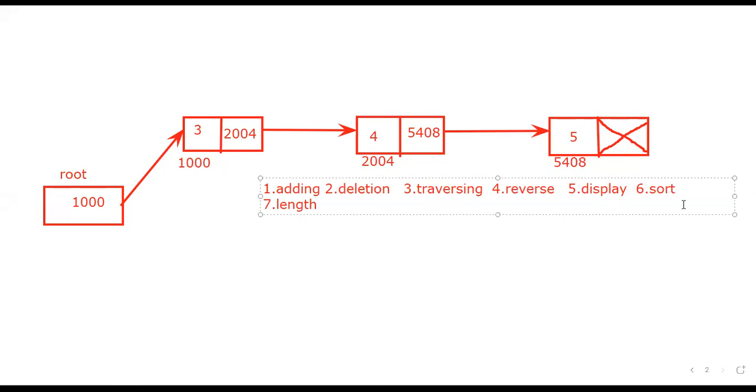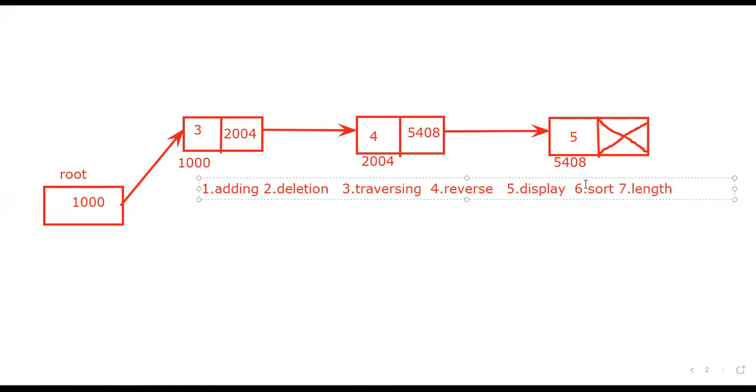So many operations we can perform by using the linked list. We can perform all these operations. But in your syllabus, I think only addition, deletion, traversing, and reverse are there. Okay. Now we'll see one by one. So first one is adding. Are you following me? Yes.